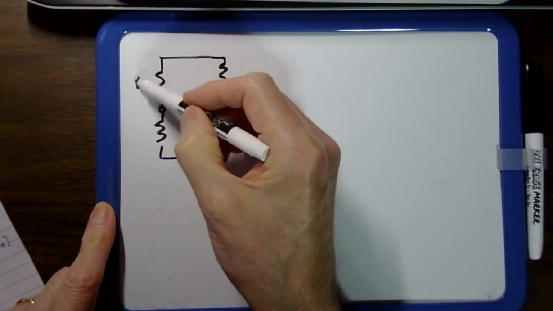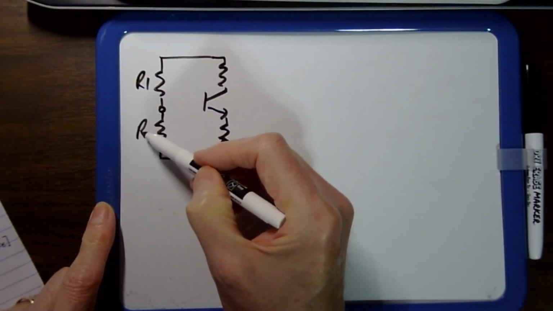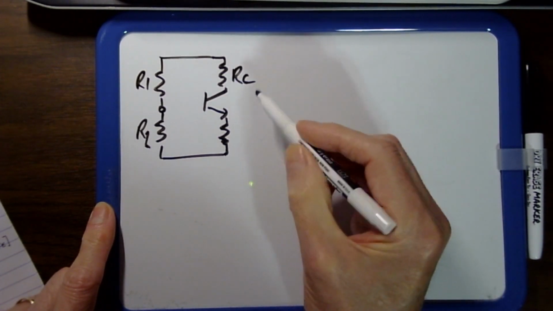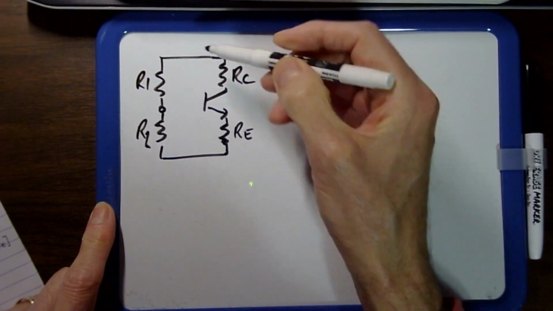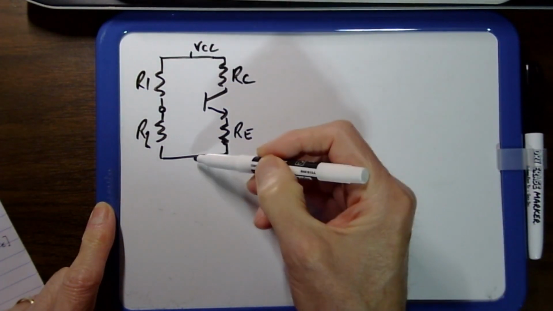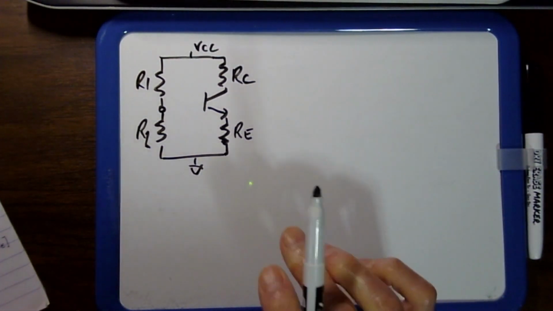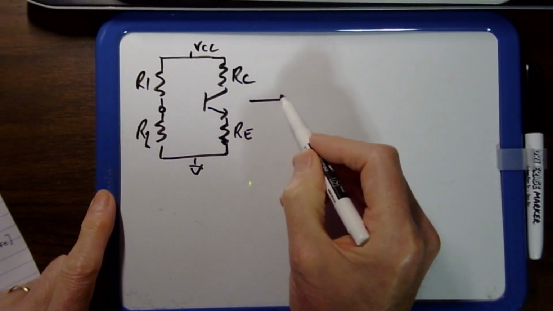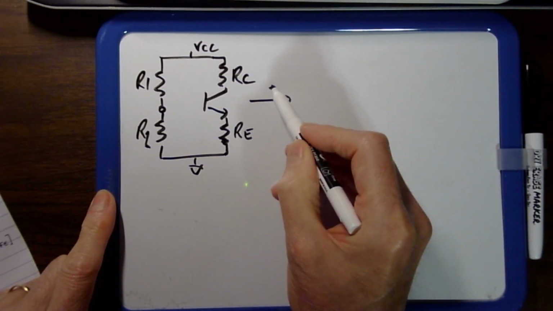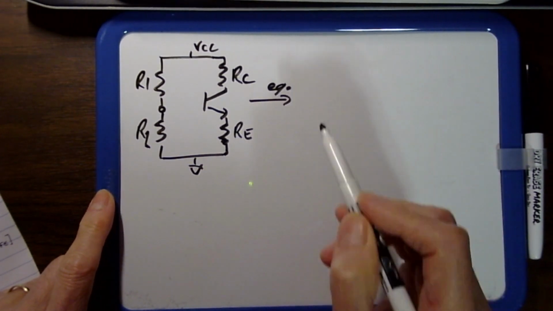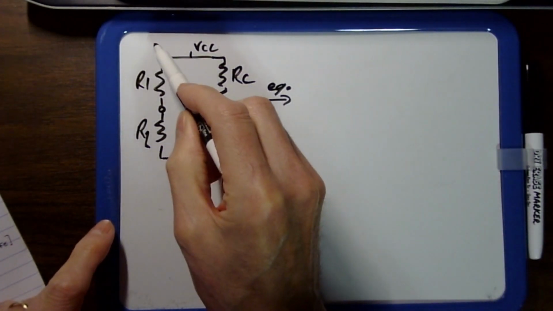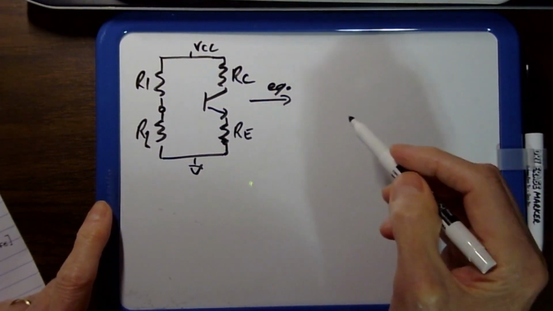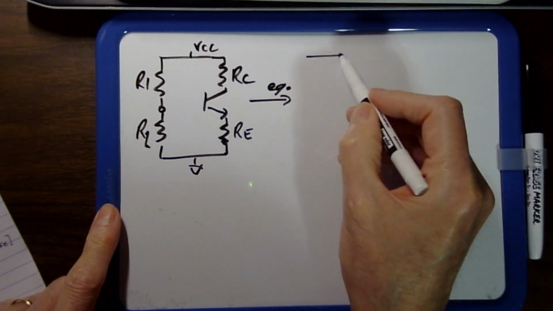Okay, so you have R1, R2, RC, RE, VCC top, ground bottom. What I'm going to do is redraw it, because I want to isolate that voltage divider part. So I'm going to redraw it like this, and it's the same thing.